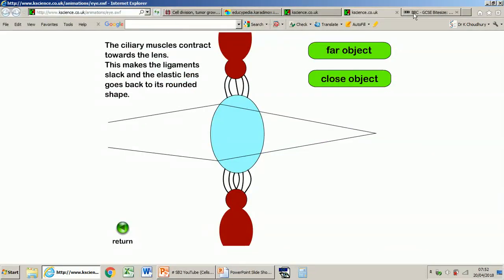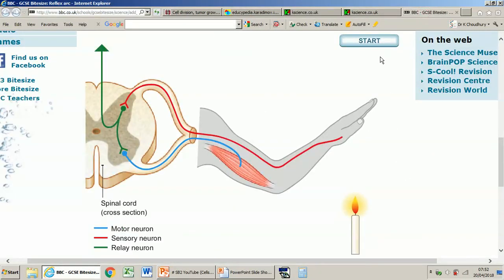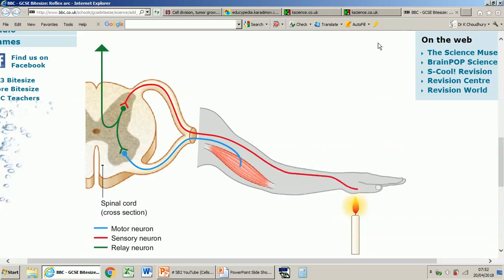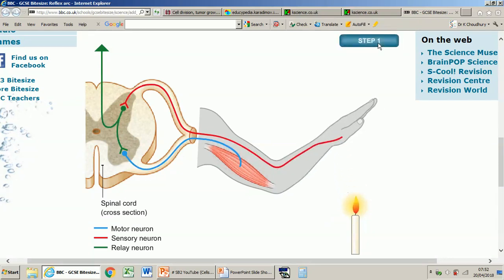And we can see that here. So here you touch the flame and we can see that it's detected by the receptor cells and sense organs, and you can see the response. But during that response, you can see that some of the impulse is still sent to the brain, but that brain is not involved in lifting the hand.